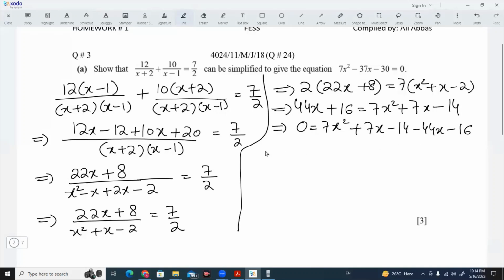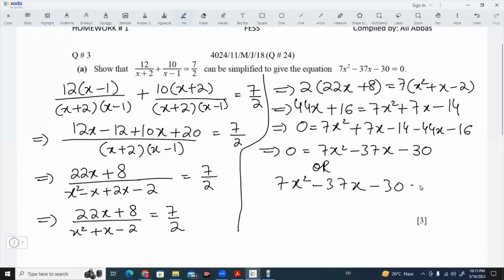So add or subtract the like terms. So 0 equals to 7x squared plus 7x and minus 44x. Subtract 7 from 44, result is 37. Sign will be of the bigger term, that's negative. And minus 14 and minus 16 add and result will be negative, and it's 30. So it's 7x squared minus 37x minus 30 equals to 0. This is the required equation. We have to basically get our answer as a simplified equation. This is basically the standard form of the quadratic equation.